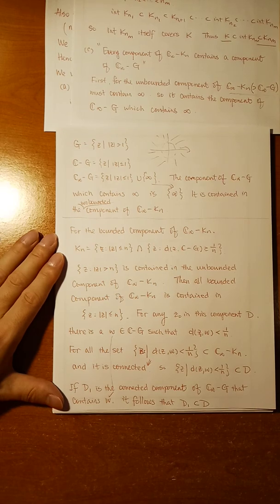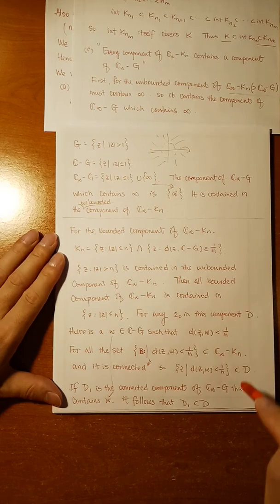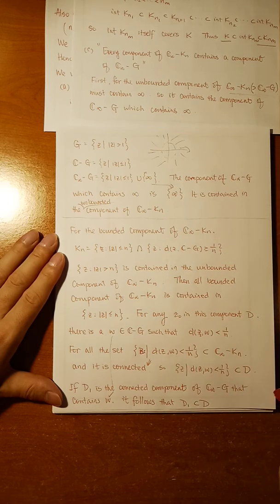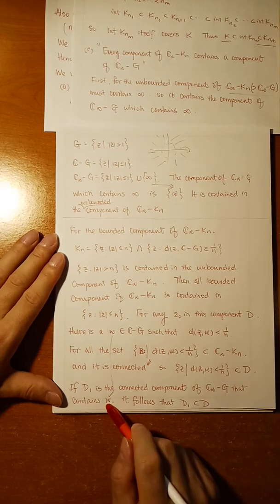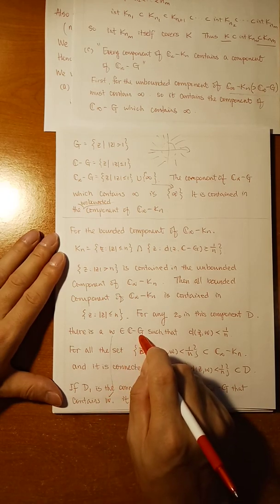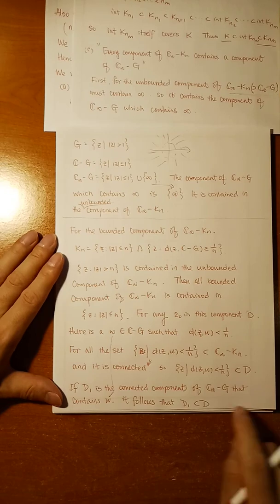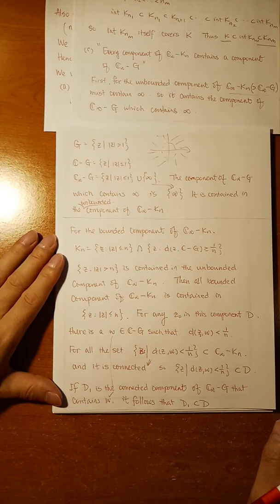All right? So we get that every component of C infinity minus Kn must contain a component of C infinity minus G. This is C infinity minus G. W, here W is not inside G. Definitely W has a connected component. We call this D1 a connected component in it. Okay?